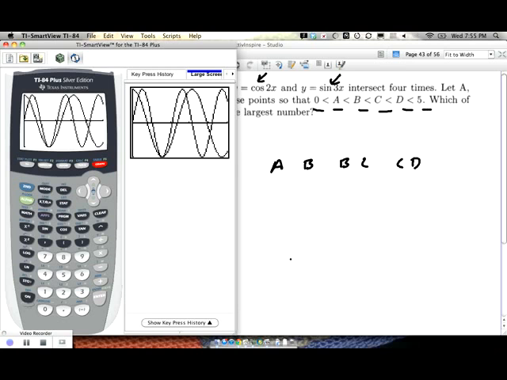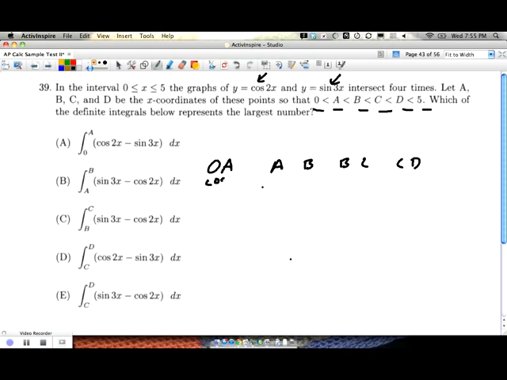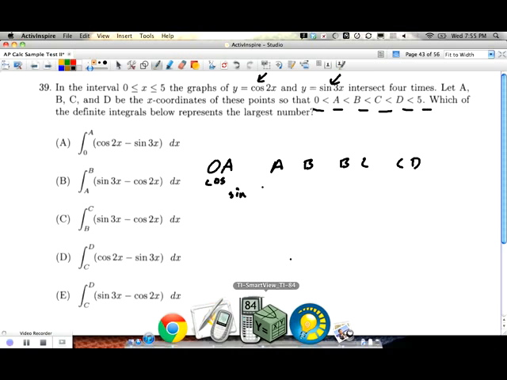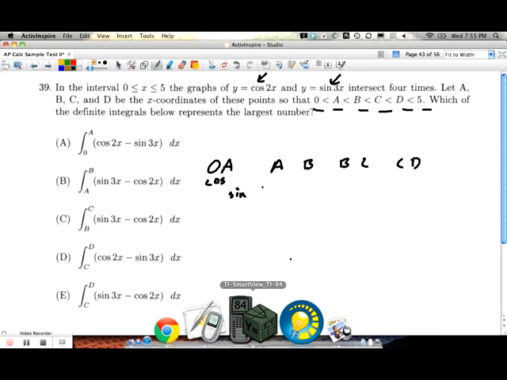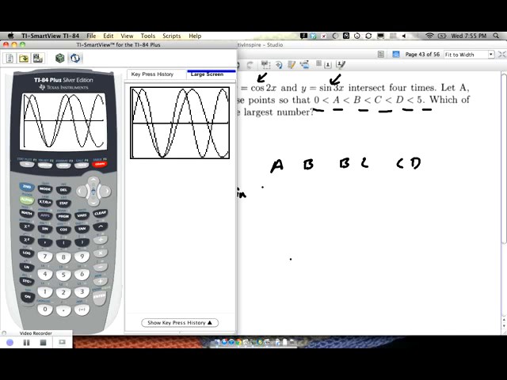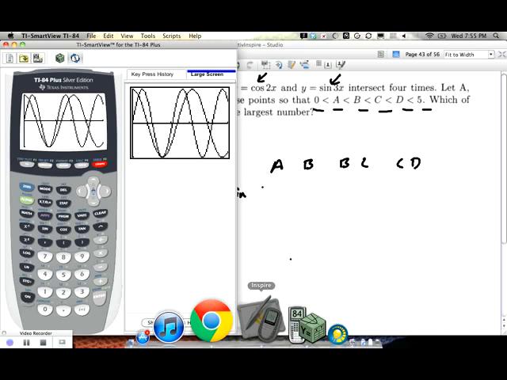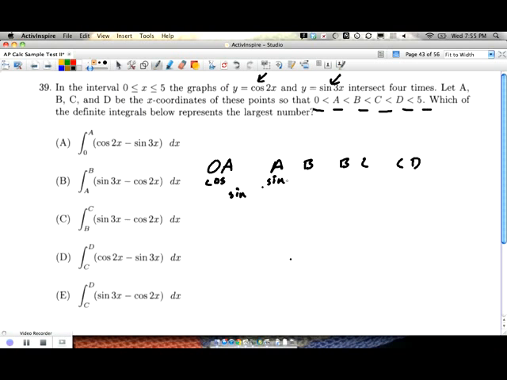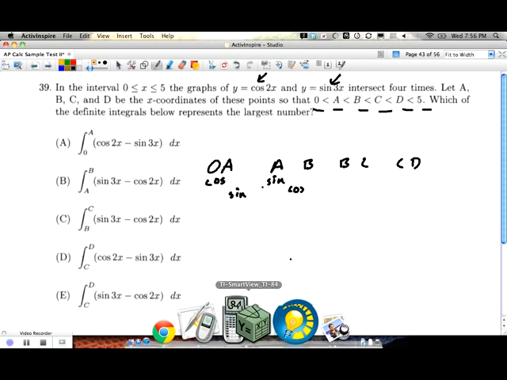Well, from 0 to A, cosine is on top and sine is on the bottom. Then in the next region, we're looking at sine being on top and cosine being on bottom. So now we're going to have sine on top and cosine on bottom.